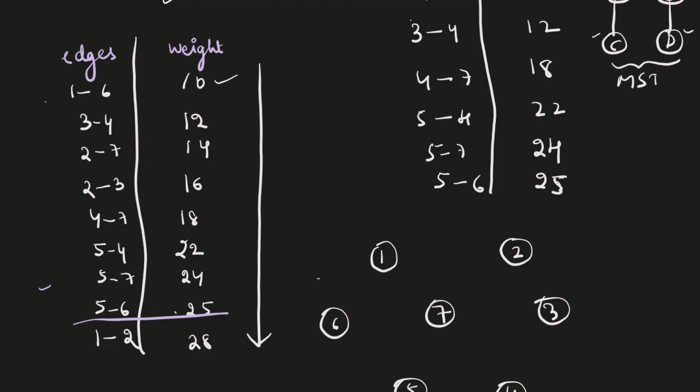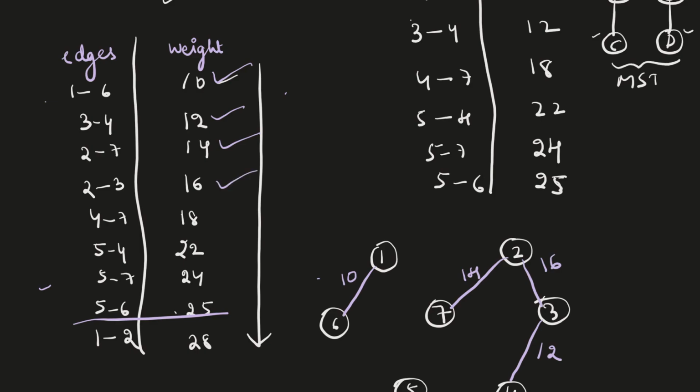So now first is 10. It is a bond between 1 to 6. So let's draw it, 1 to 6. This is finished. Now it goes to the next, that is 3 to 4, 3 to 4 with weight 12. This is done. Next is 2 to 7 with weight 14. 2 to 7 with weight 14. Next is 2 to 3. It is 16.